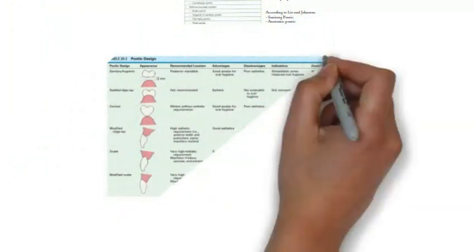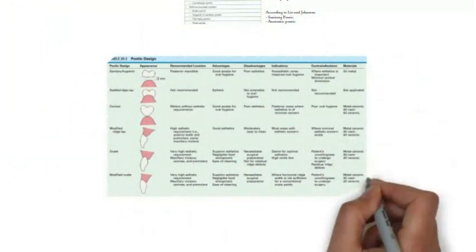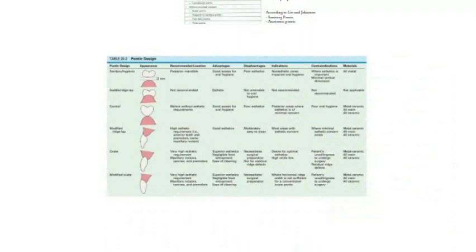So, based on the mucosal contact, the Pontic designs: the sanitary or hygienic Pontic. This Pontic has zero tissue contact, hence it is easy to maintain and it is highly unesthetic. The Pontic should be at least 3 mm high occlusogingivally and at the same time provide adequate tissue clearance for easy maintenance. It is usually recommended in the posterior mandible.